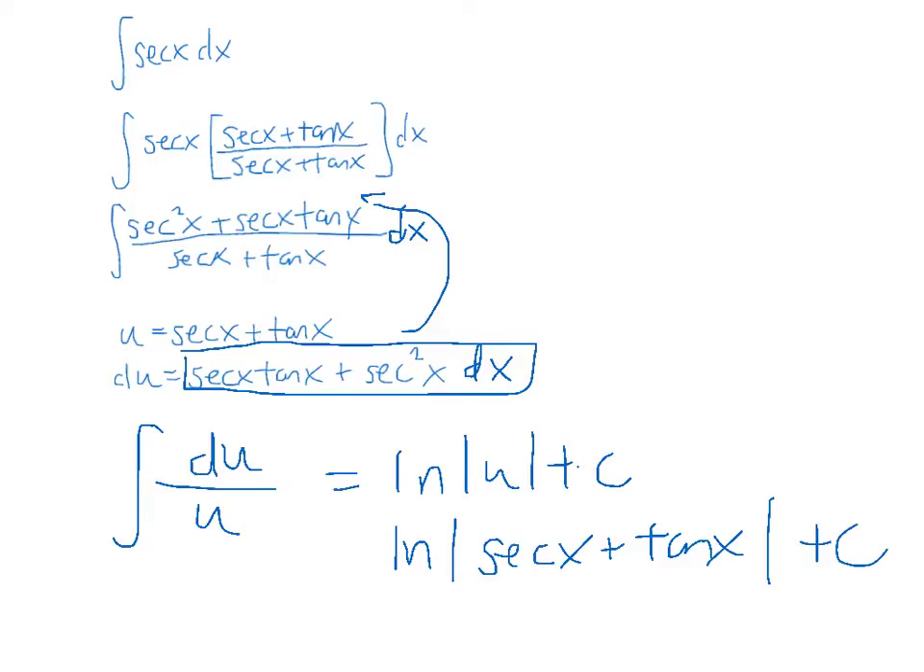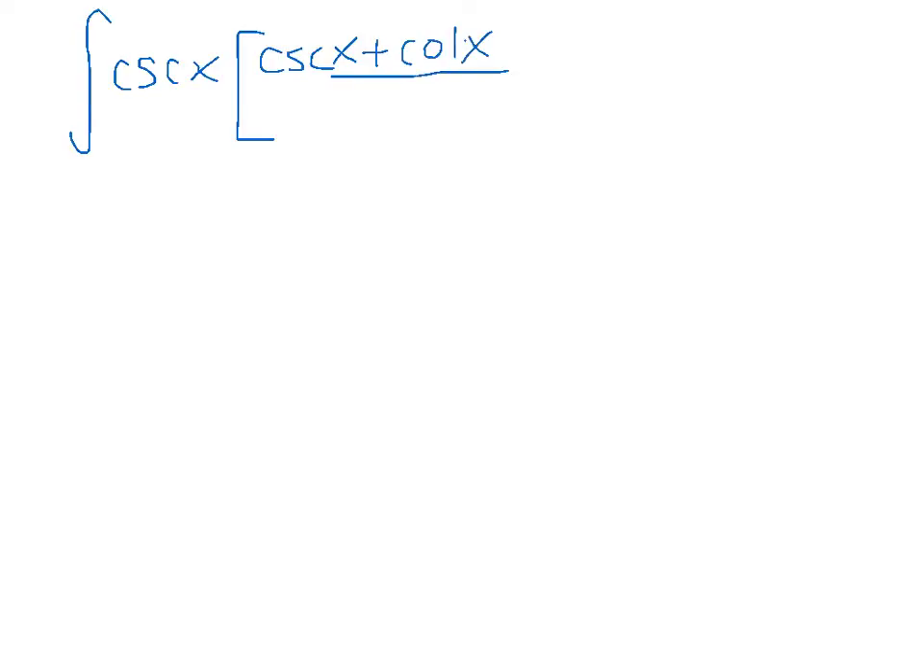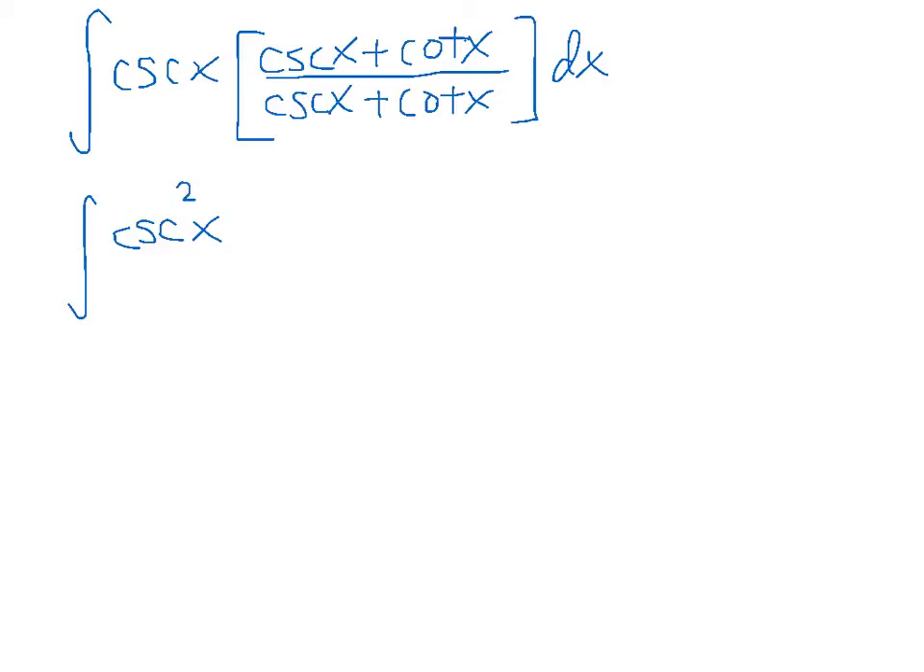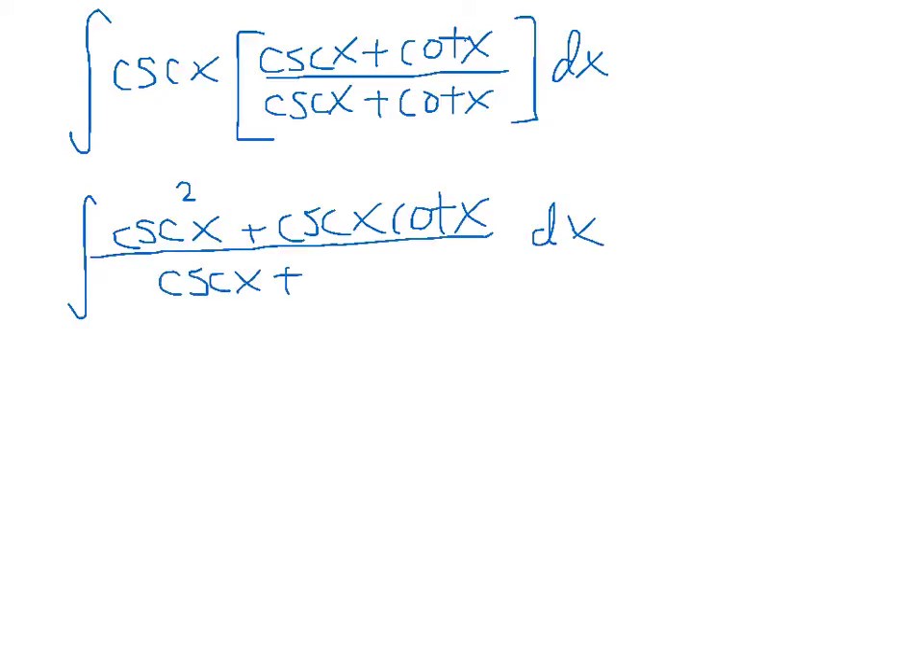Okay, the other one works very similarly. We'll go through that one here pretty quick. All right, so we're going to take the antiderivative of cosecant x by multiplying it by (cosecant x plus cotangent x) over (cosecant x plus cotangent x), and then dx. Then we're going to distribute. You'll see what's happening here. We're going to end up solving this one by substitution in the same way. So cosecant squared plus cosecant x cotangent x dx all over cosecant x plus cotangent x.